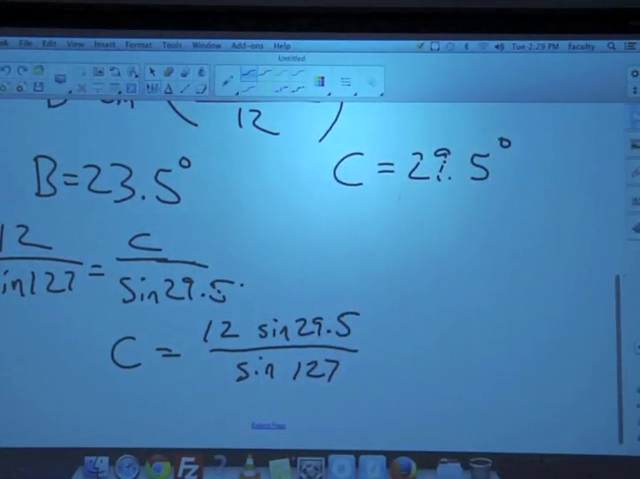You already have two sides. Wouldn't you be able to just do the Pythagorean theorem? It's not a right triangle. That only works for right triangles. It only works for right triangles.